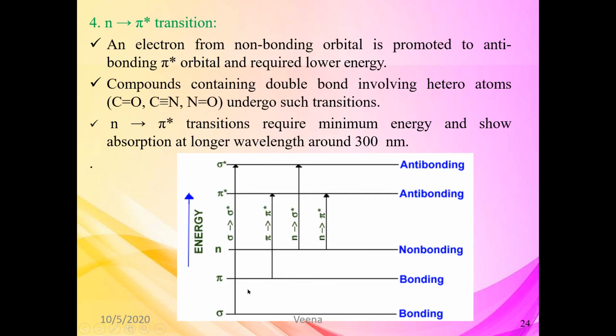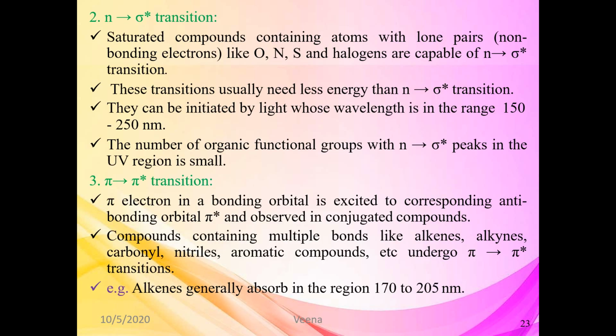Therefore, you can see from this figure, it requires higher energy. UV radiation range corresponding to 100 to 180, that is vacuum UV region, is used for the study of this kind of the bond present in a molecule, and it requires sophisticated instrument, and usually they are not studied under UV spectroscopy.